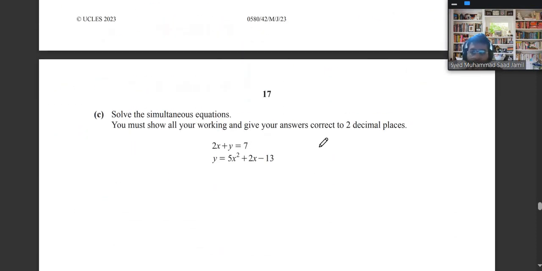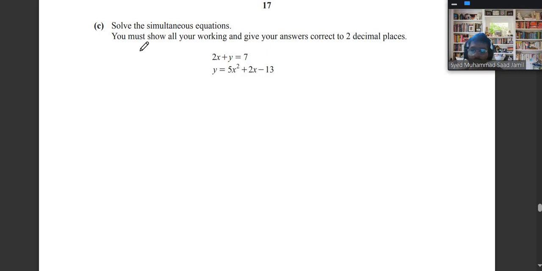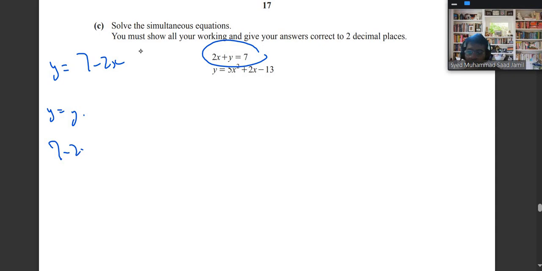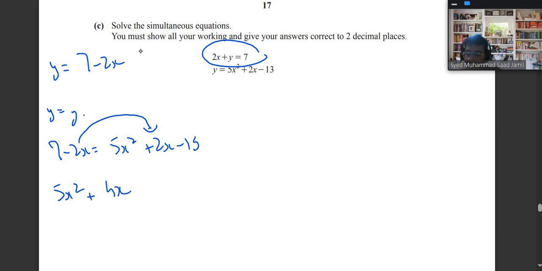Next, solve the simultaneous equation. Okay. So look guys, one thing you need to understand is that I will rearrange this equation. It will become y equals 7 minus 2x. y equals y, so 7 minus 2x equals 5x squared plus 2x minus 13. 5x squared plus 2x will go over there, so 2x plus 2x is 4x, minus 13, and that's minus 7, so it becomes minus 20 equals 0.